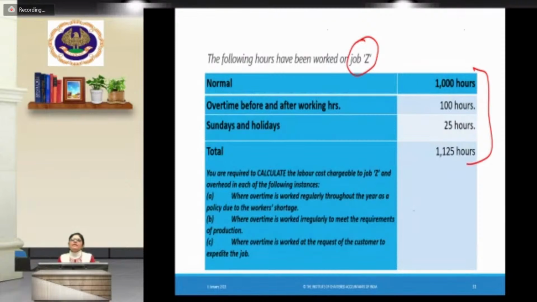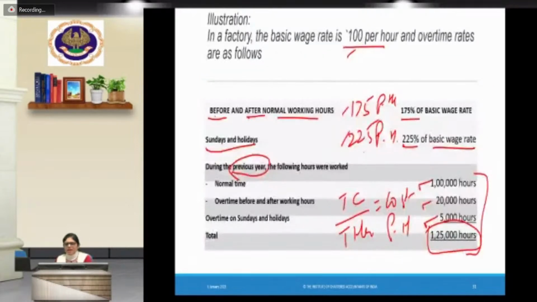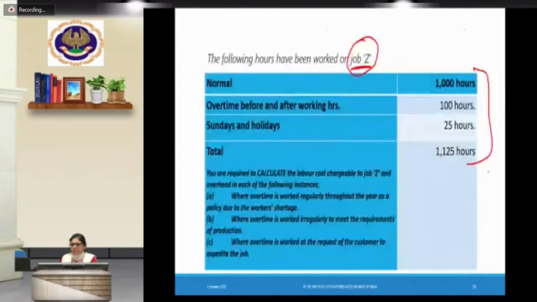And then that per hour will be allocated to calculate the cost of this particular job. So out of these 1 lakh hours, 1,000 hours were consumed on job Z. Out of the total overtime hours, 100 hours were consumed on job Z. Out of the Sundays and holidays worked by all the employees during the whole year, 25 hours were worked on job Z. Clear? So 1125 hours were consumed on job Z, for which we have to do the costing.